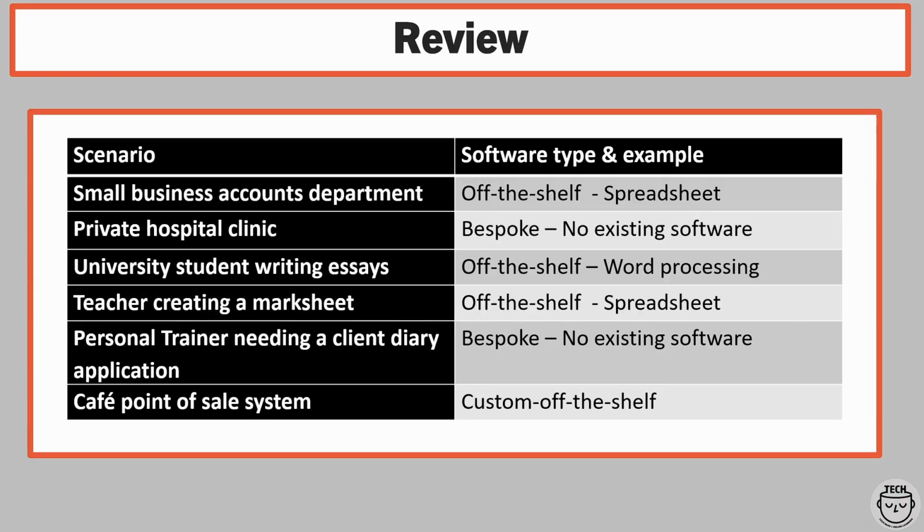A private hospital clinic, there might not be any software at all that helps, so it might go bespoke. Obviously, in real life, you need a bit more information to categorize these. A university student writing essays, just get Word, or it might even be some open source software like OpenOffice. A teacher creating a mark sheet, off-the-shelf spreadsheet. That's what I would use. It makes more sense. A lot of big companies or schools will just use a general package. A personal trainer needing a client diary application, bespoke most likely. And the cafe point of sale system might be custom off the shelf.